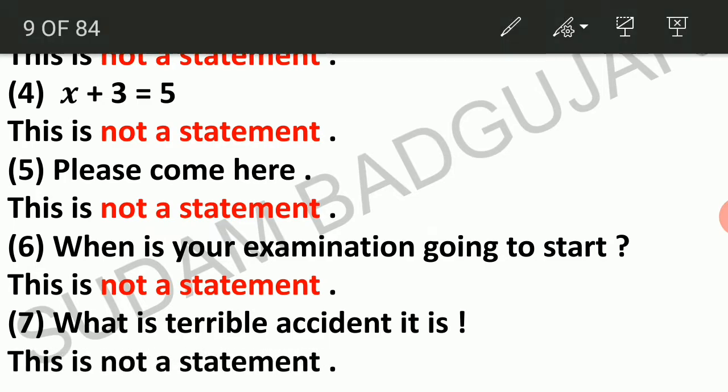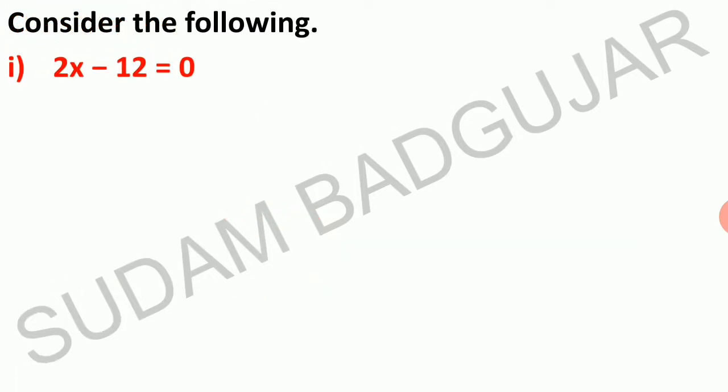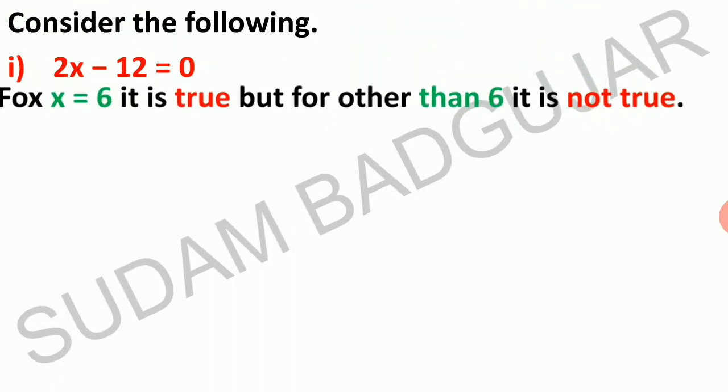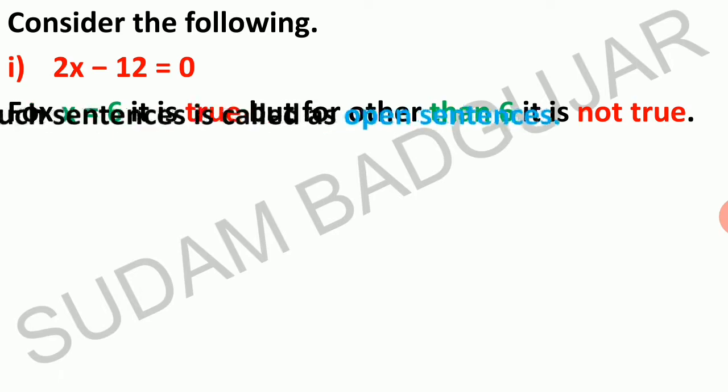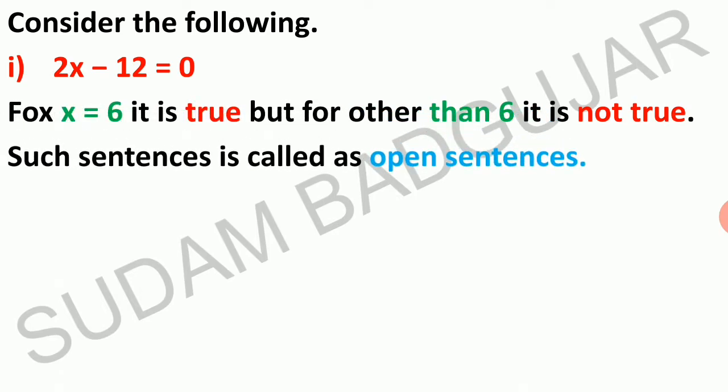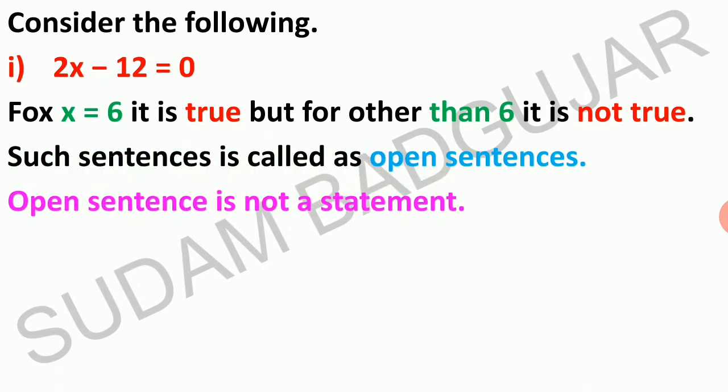Okay. Now next part is, consider the following in terms of equation, that is in variable form. It is a linear equation, 2x minus 12 is equal to 0. For x equal to 6, it is true. See, 2 into 6 is 12, 12 minus 12 is equal to the RHS. But for values other than 6, it is not true. Suppose x equal to 1, 2, 3, except 6, it is not true. Such sentences are called open sentences, and an open sentence is not a statement.